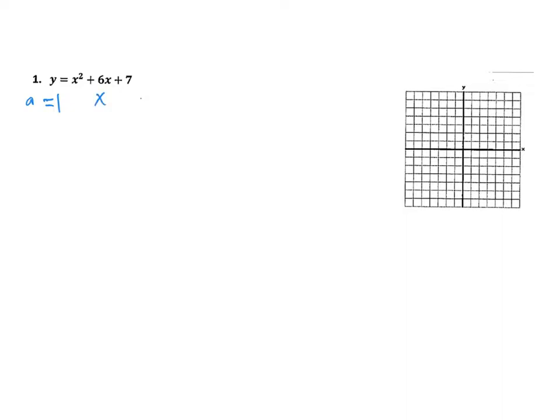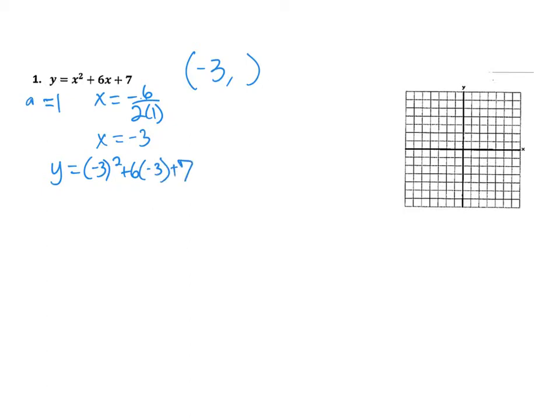Negative b over 2a. Right? Negative 3. I'm halfway done with my vertex. Negative 3 comma something. Now plug in negative 3 into your standard form to find y. Negative 3 squared plus 6 times negative 3 plus 7. So now I'm going to solve for y to find the rest of my vertex. 9 minus 18 plus 7.